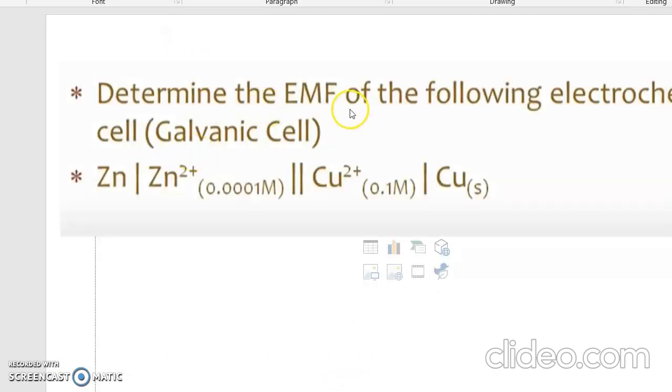Another problem, determine the EMF of the following electrochemical cell. Zinc bar zinc 2 plus, double parallel line, copper 2 plus bar copper. See here the cell representation is given, very easy. So zinc is anode, copper is cathode. That is the ABC technique.